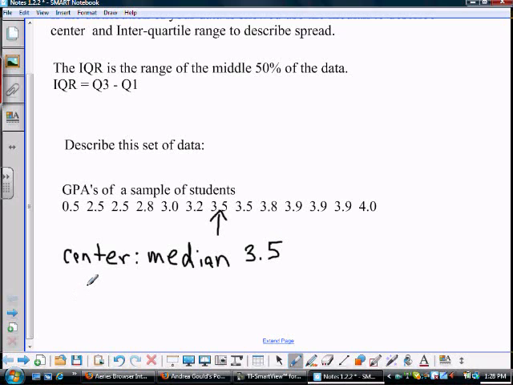The lower quartile, called the Q1 in your calculator, is the middle number of the left half of the data. So I have 1, 2, 3, 4, 5, 6 numbers to the left of the median. So I find the middle number of those. Well, that would be the number right between 2.5 and 2.8. What is the number right in between 2.5 and 2.8? 2.65. Add them together, divide by 2.